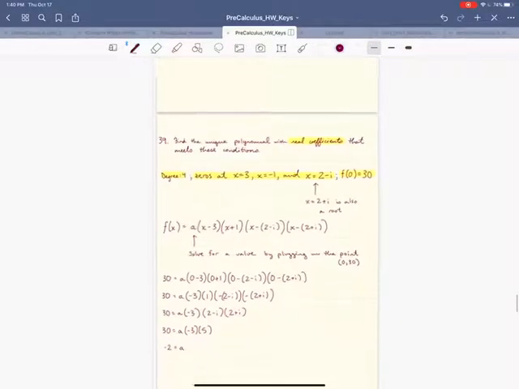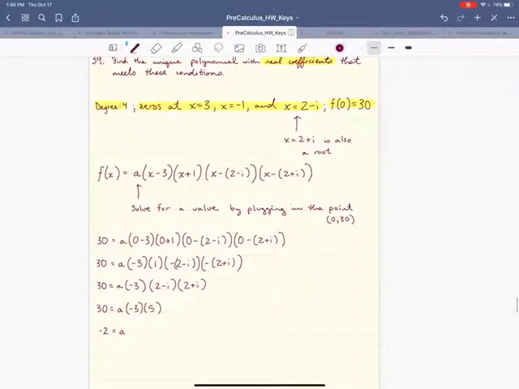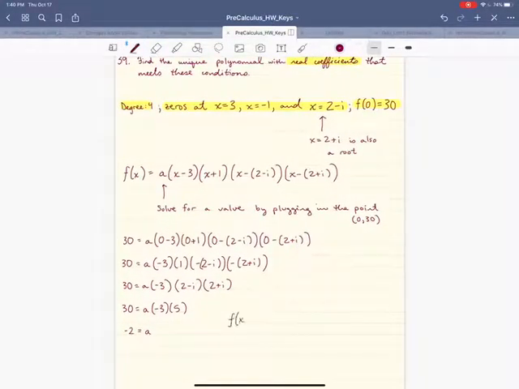So the unique polynomial with real coefficients that meets these conditions is negative 2 multiplied by these factors. And I'm going to leave it in factored form. Because it didn't ask for standard form, I'm going to leave it as a linear factorization.